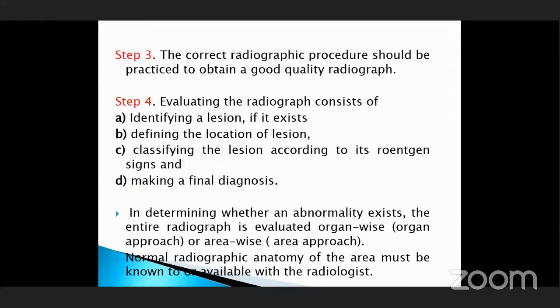Now, first, in determining whether an abnormality exists, the entire radiograph is evaluated organ-wise or area-wise. That means you should not miss even an inch of the radiograph. The whole of the radiograph should be evaluated completely before giving your tentative or final diagnosis.